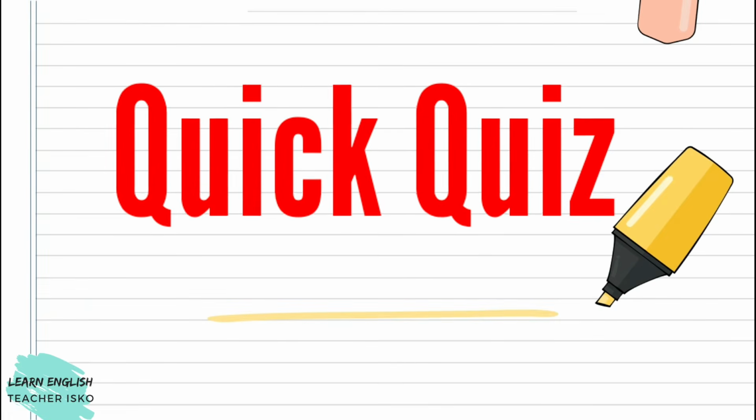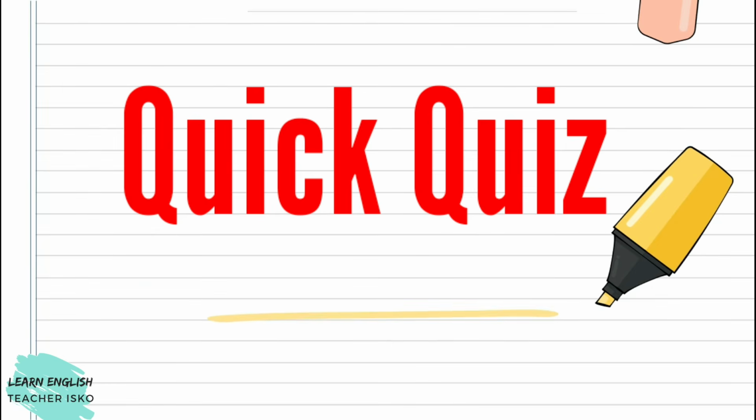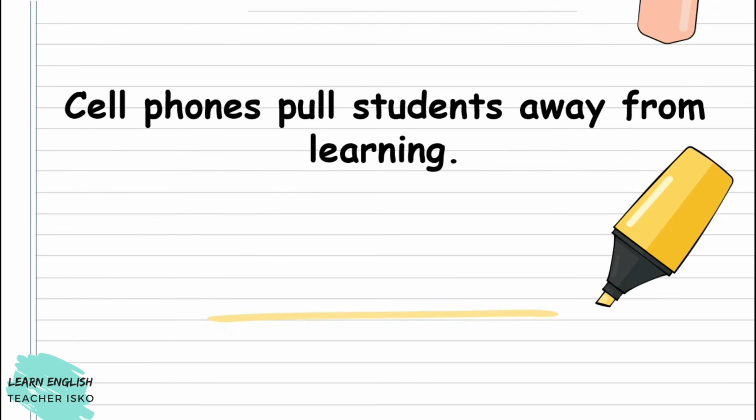It's now time for a short quiz. Don't you worry, this is just easy. I have here some statements and you are going to identify if it is a claim of fact, claim of policy, or claim of value. Number 1, cell phones pull students away from learning. Is it a claim of fact, claim of policy, or claim of value? What's your answer? If your answer is claim of fact, you are absolutely right.